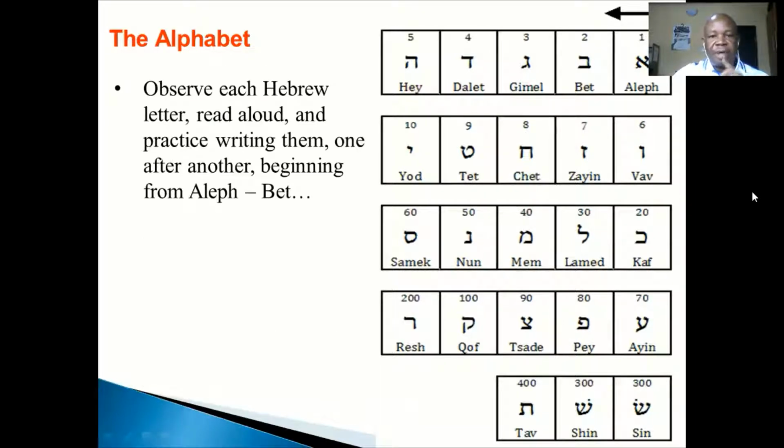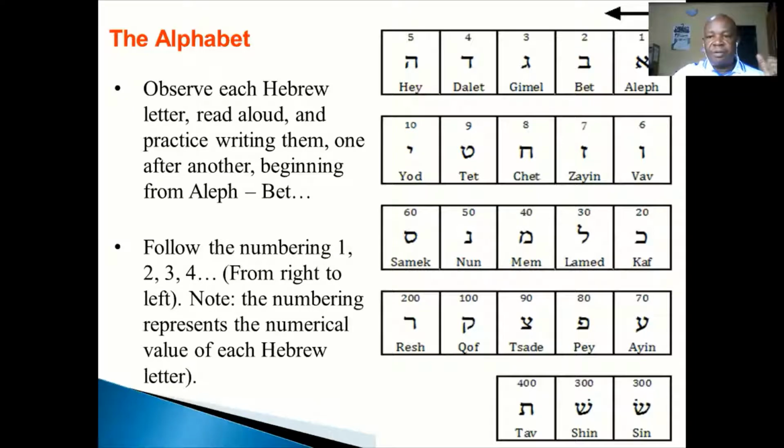So observe each Hebrew letter and read aloud and practice writing them one after another, beginning from Aleph. So what I want to say is that these 22 letters, each of them, just like you are learning ABC, on your own, practice how to read them. Read them aloud to yourself. You can equally download a Hebrew alphabet ringing tune, so that each time somebody calls you, your phone will start reading Aleph, Bet, Gimel, Dalet, He, and so on. So that can be a way to master this language.